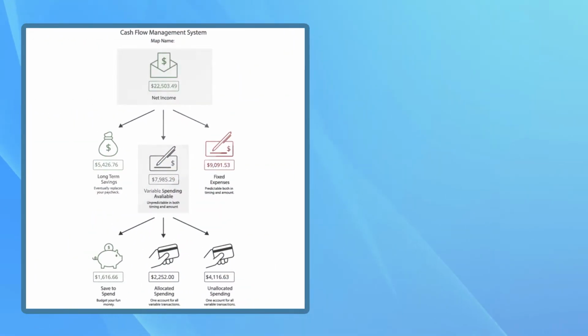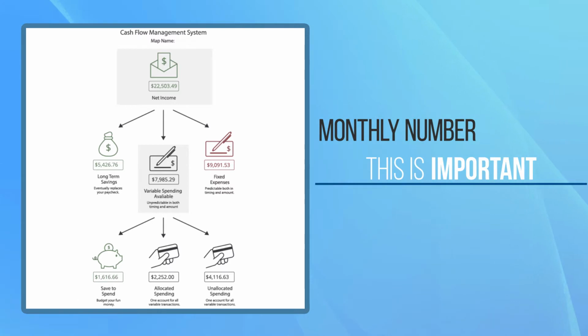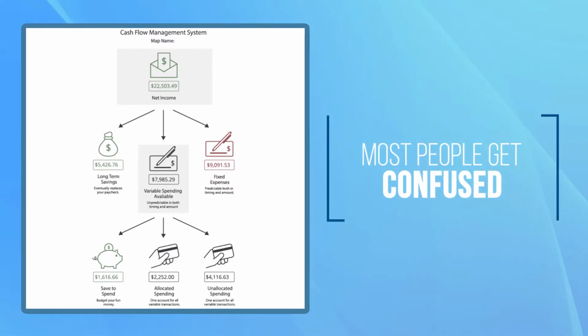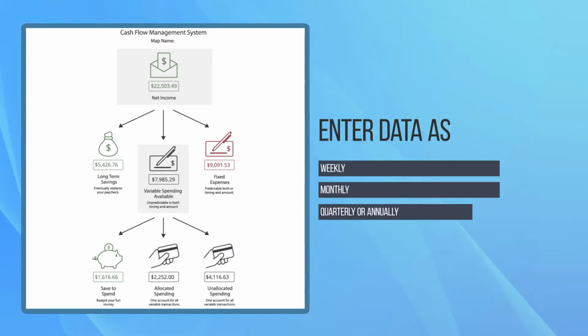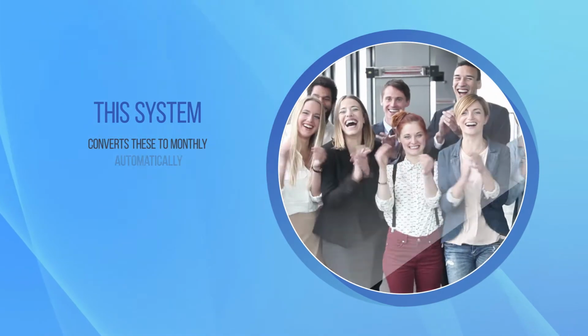Everything in this system converts all the dollars that we're going to talk about, no matter what category it's in, into a monthly number. That's important. The reason for that is most people get confused by the frequency of their pay being different from one spouse to the other, or one job to the other, or when bills are due weekly, monthly, quarterly, or annually. So to make it easy and consistent, we convert everything to a monthly number.